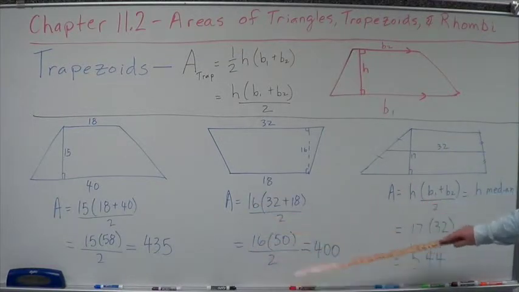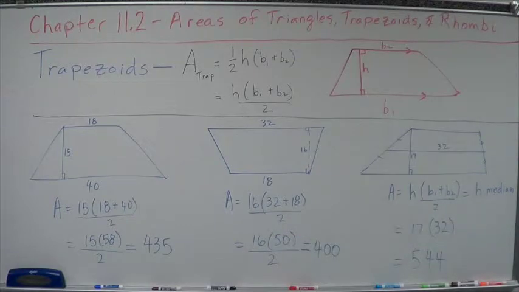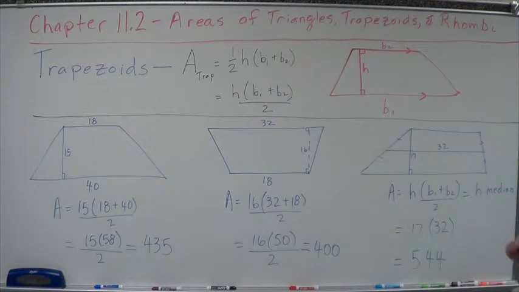Here it is. The height is 16. Bases are 32 and 18. We're going to divide that thing by 2. That's 16 times 50 divided by 2. Let me see, is that right? Yeah. 16 times 50 divided by 2 is 400. Now this one's just a little bit different.